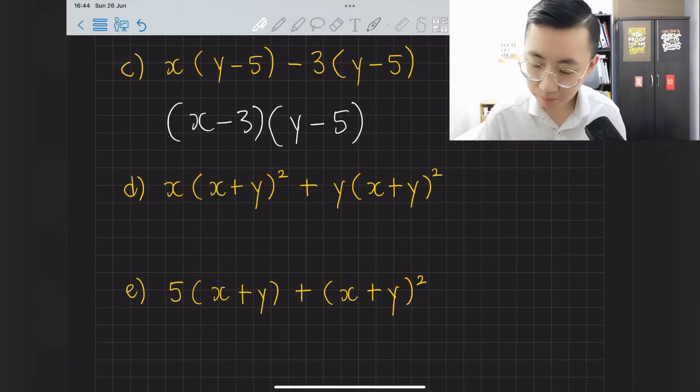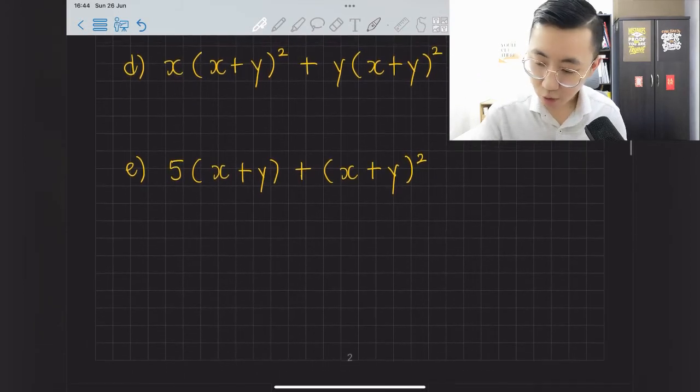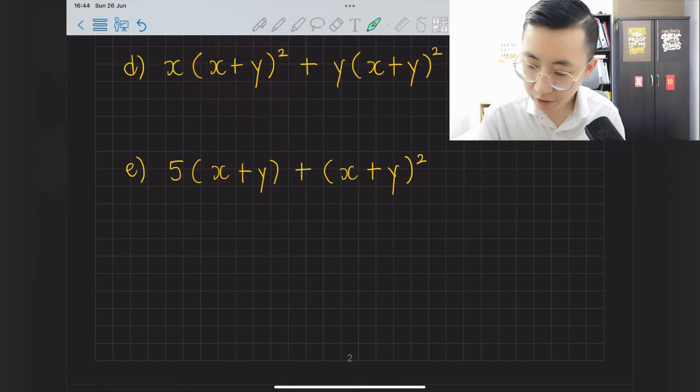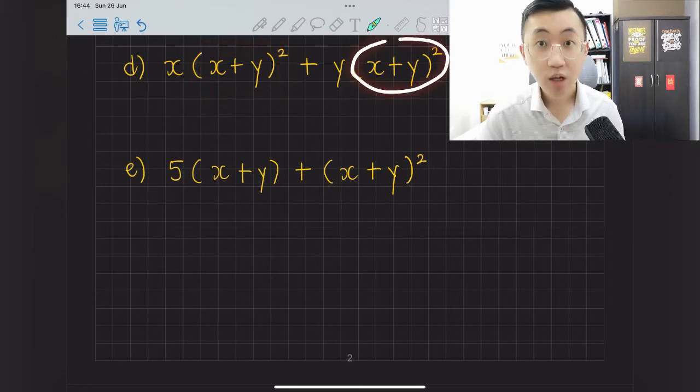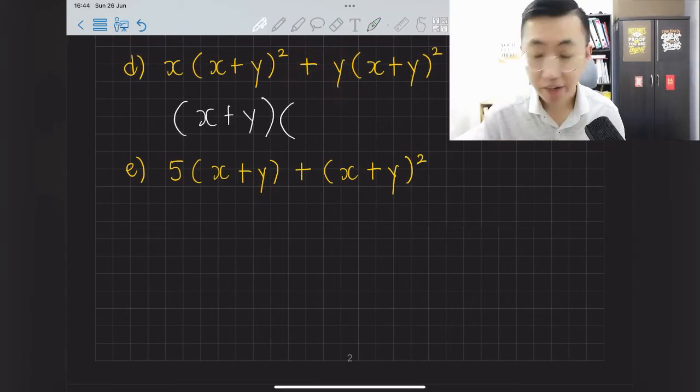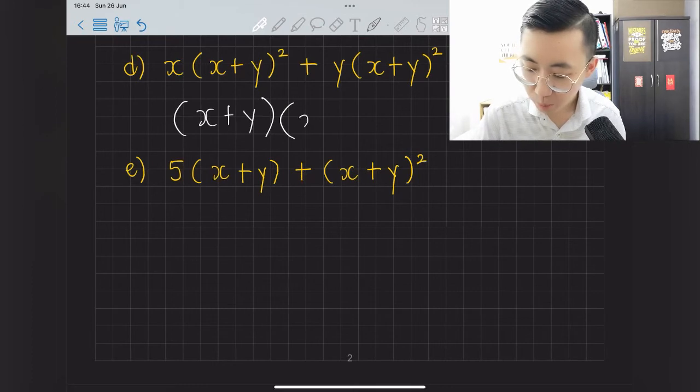So let's do D. Alright, so focus, you can see that D has power of 2, and then for this bracket over here also power of 2. So if it's like that, then you can straight away use this technique. First bracket, you're going to write x, then copy plus and y. So plus y, close, and then you copy the second bracket. So teacher is going to copy x plus y, close, and square.